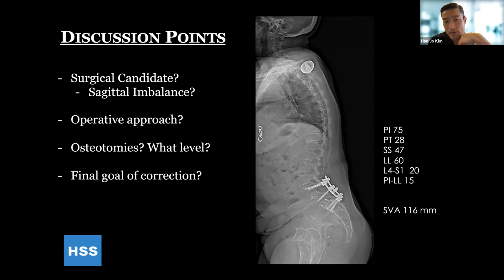And so how about for some of the MIS surgeons here, do you think this patient's a candidate for an ACR? If so, what would your UIV be if you did an ACR at 3-4? Anybody?